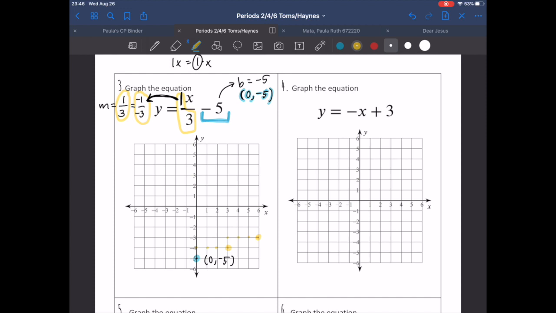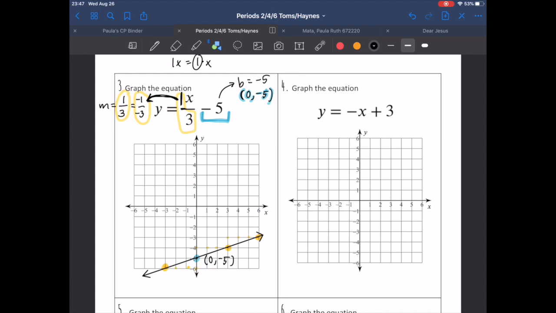It's telling us to fall 1, to go down 1, right? And then go to the left 3 times. 1, -1, -2, -3. Here we are. Okay, so now I would say I have enough points. Look at that. I have enough points. I can connect my dots now. I can connect my points. Boom. There's the graph for equation number 3.